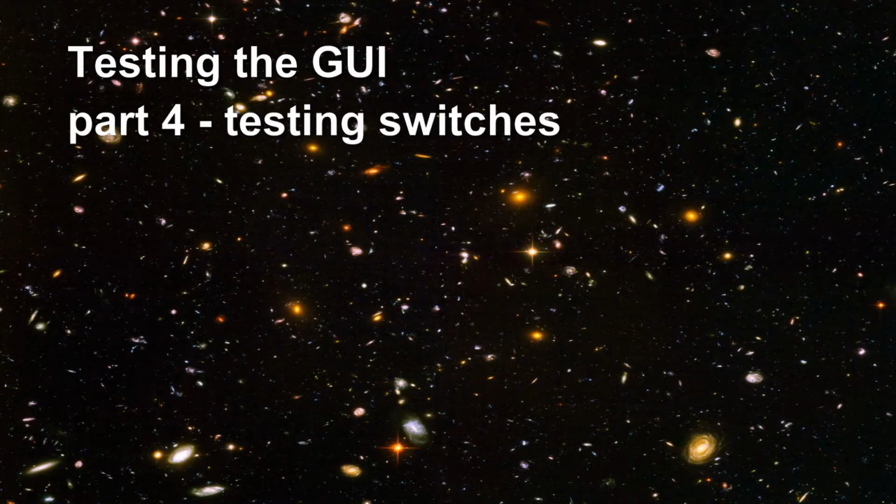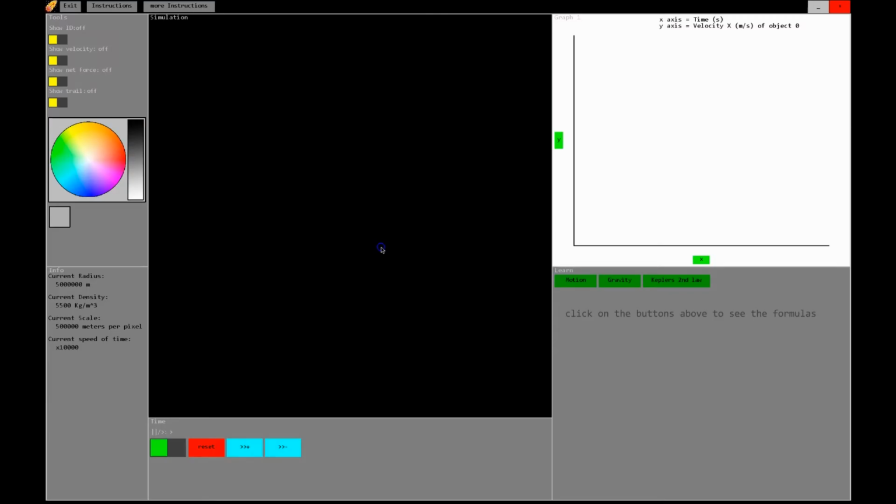Part 4 will be testing that the switches work correctly. Switches are also a way of the user interacting with the program, but are different to the button because they toggle, meaning that once they are clicked, they stay in that state until they are clicked again. An example of this would be the pause and play switch. As you can see, when I click it, it changes to pause and it stays paused. But when I click it again, it returns back to the play state.